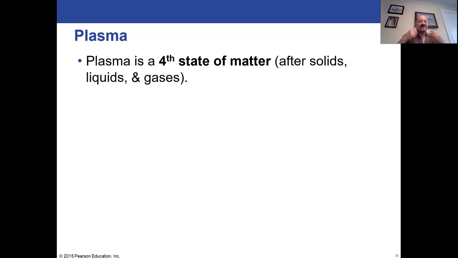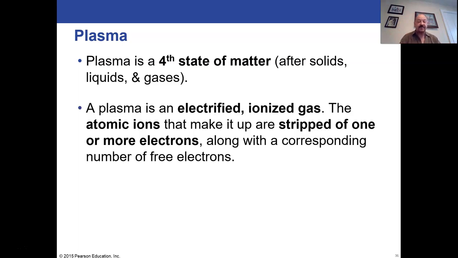That's a gas. But if you give it enough energy, now you start breaking up the atoms themselves, and they start losing electrons, and now you've got this gas that's not really just gas. It's a collection of ions that form this new state of matter called plasma. So plasma is an electrified ionized gas. The atomic ions that make it up have been stripped of at least one electron, frequently more, and they're all buzzing around, very active with a lot of energy and a lot of individual charges, as well as the free electrons in there too. And that's what makes up a plasma.